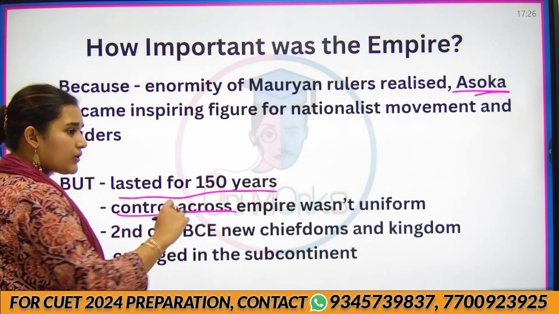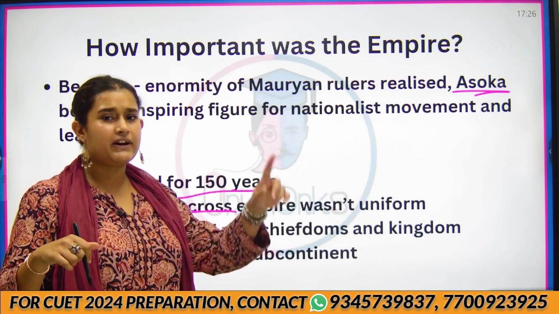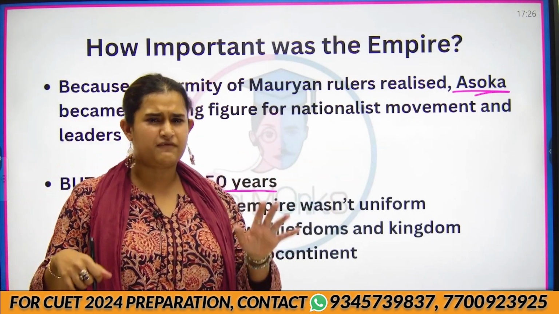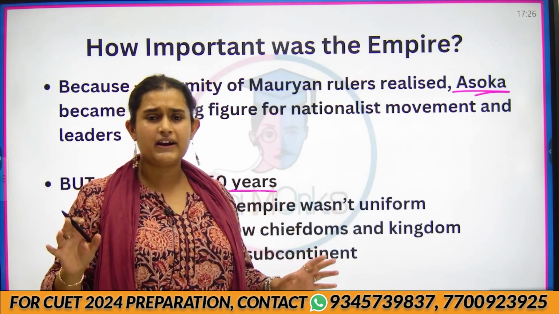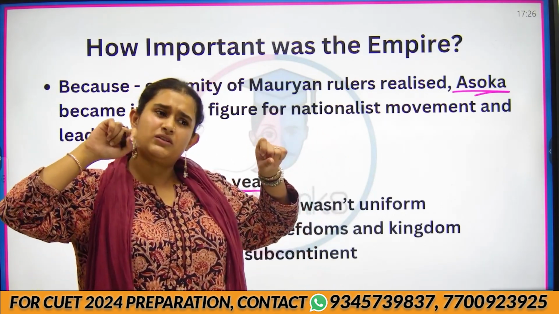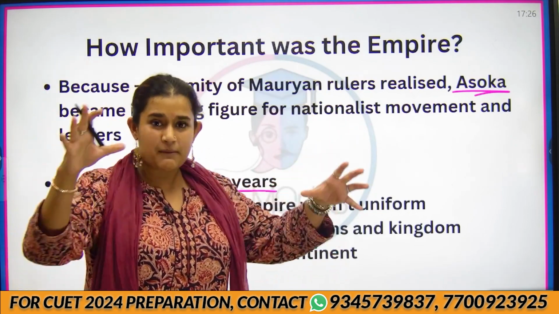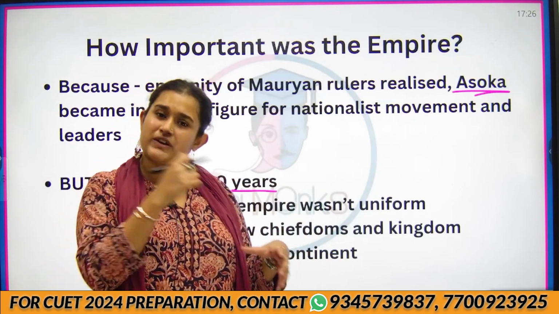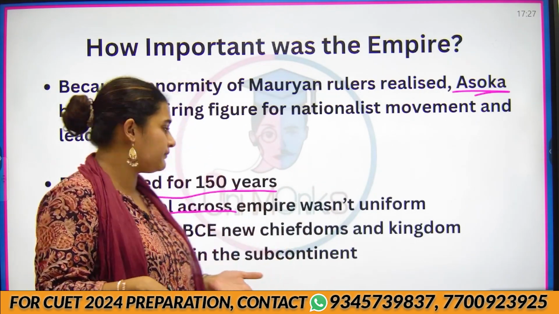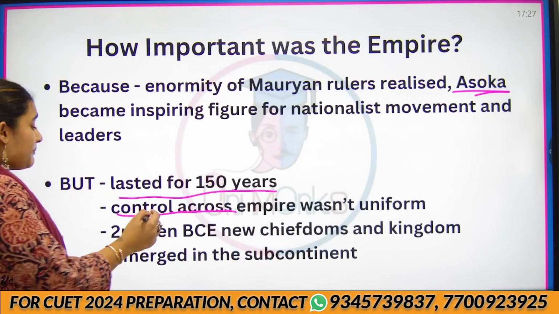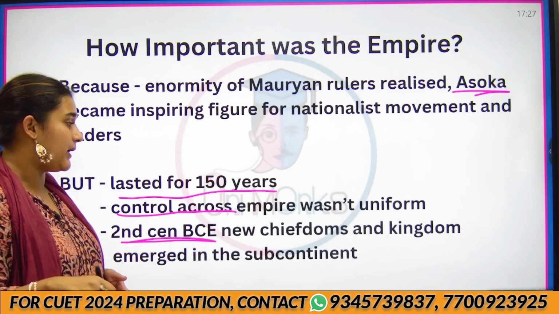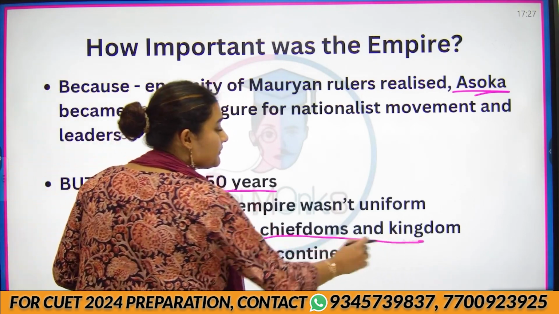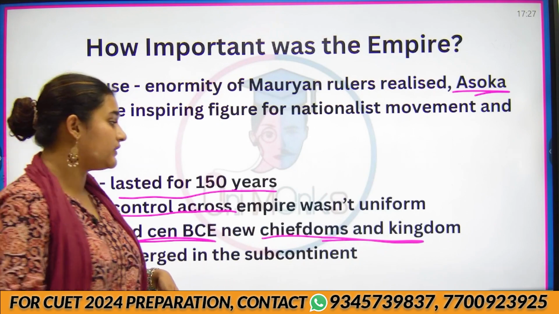The control across the empire wasn't uniform, right? When we were talking about administering the empire, I talked about 5, 6 provincial centers, right? But those are spread across. There is an empire, a huge empire in the middle of all of those centers as well. So, was there equal amount of control in those centers? And lastly, by the 2nd century, we see the end of the empire, alright? People start leaving, okay? New kingdoms and chiefdoms have started emerging in the subcontinent, alright?